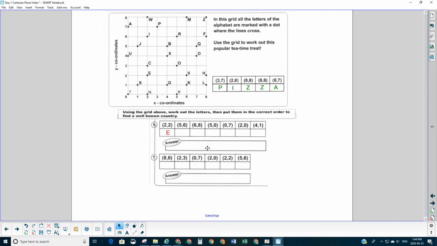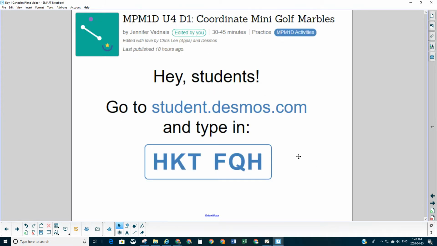Okay, so we're back. Hopefully these are the letters that you got. And if you unscramble that, you'll get a well-known country in Europe, Germany. Next, hopefully you got these letters. And the well-known country for this one is also in Europe. It's right next to Germany. It's France.